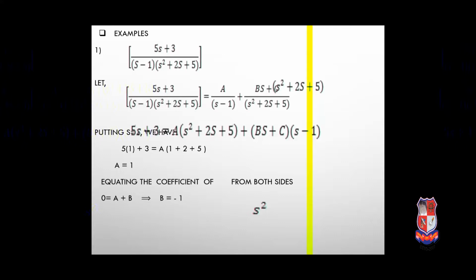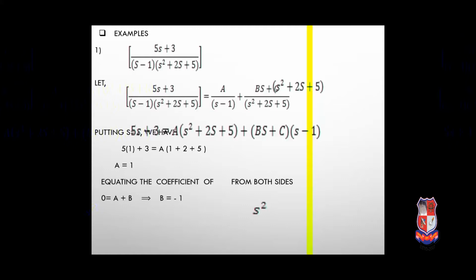Then we have to take LCM to make the denominator the same on both sides. Then we cancel both denominators, and it becomes 5s plus 3 is equal to a into s square plus 2s plus 5 plus bs plus c into s minus 1. Then we have to find the values of a, b and c.